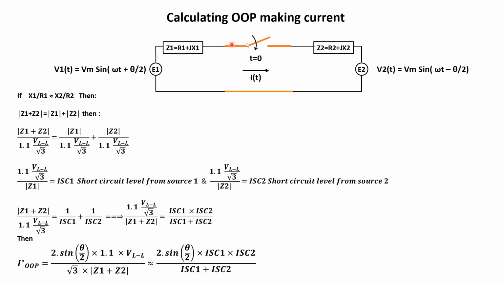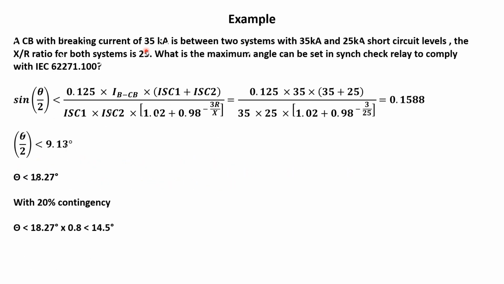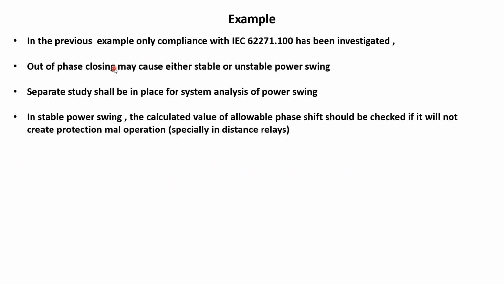So that means at the beginning it is definitely with this equation coming that way, but the power swing dictates something else. So definitely we have some sort of power swing, either a stable power swing or an unstable power swing. A separate study shall be in place for system analysis of power swing. So we're putting the 14.5 degrees, for example, as the phase angle between the two in the software studies, and we are studying whether we have a stable power swing or not. But even with a stable power swing, it doesn't mean everything is good.